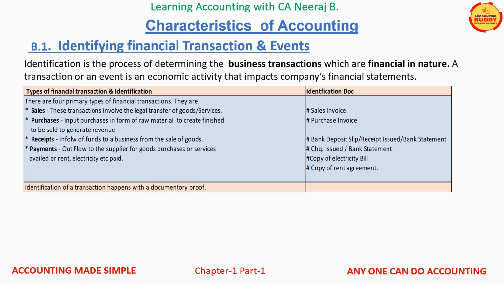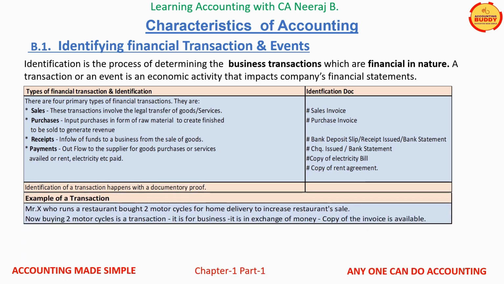Now let us understand the examples of a financial transaction and a financial event. Mr. X, who runs a restaurant, bought two motorcycles for home delivery to increase restaurant sales. Now, buying two motorcycles is a transaction and it is for a business. It is in exchange of money, and the invoice copy is available as the documentary evidence. Therefore, it is a proper identified business transaction.